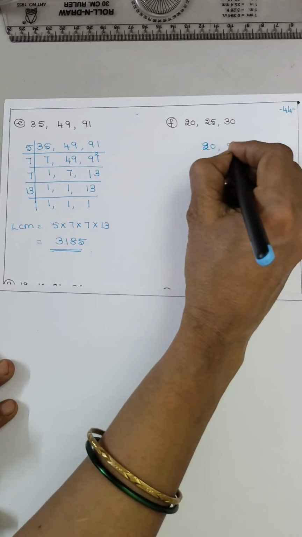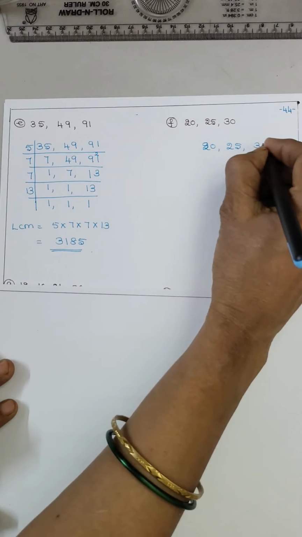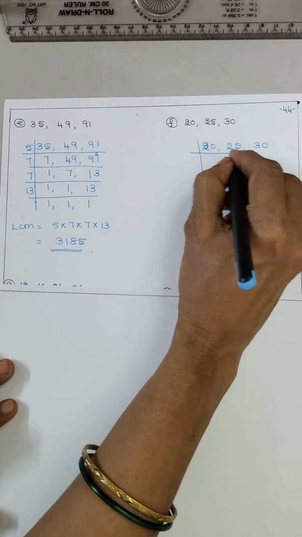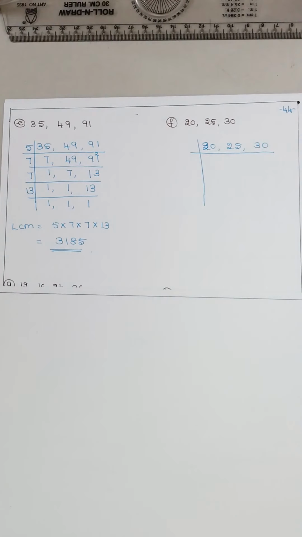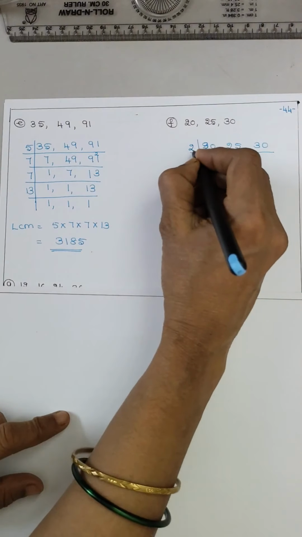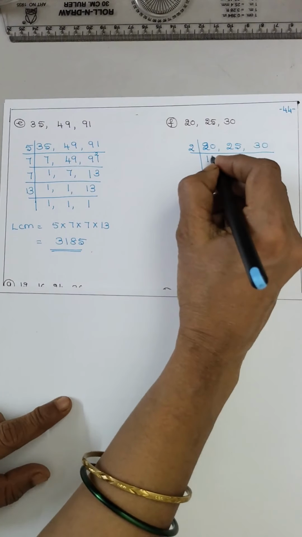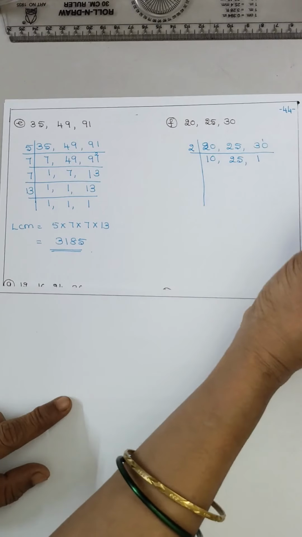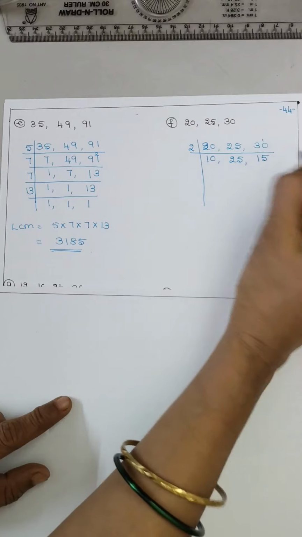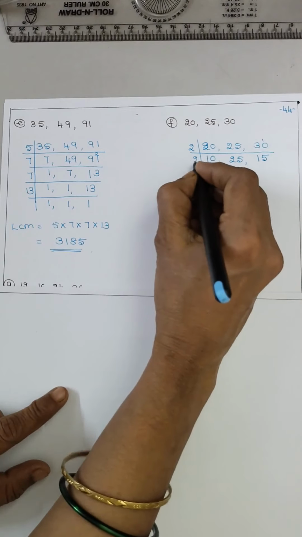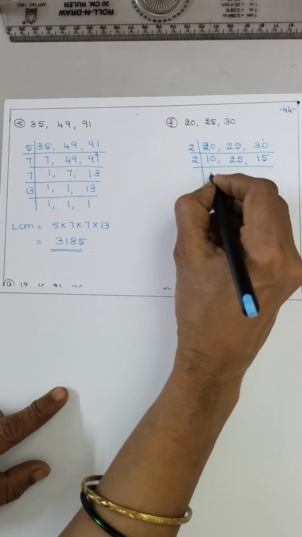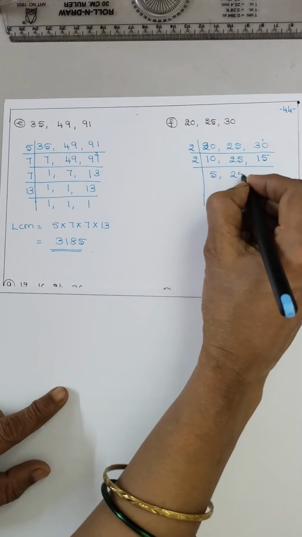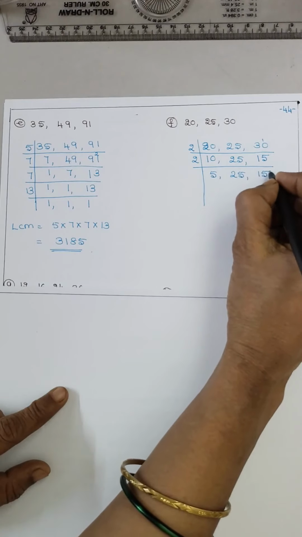Now coming to 20, 25, 30. Question number F, 20, 25, 30. So even numbers, start with 2. 20 divided by 2 is 10, 25 as it is, 30 divided by 2 is 15. Even number, divide by 2, 5 2s are 10, 25 as it is, 15 as it is.